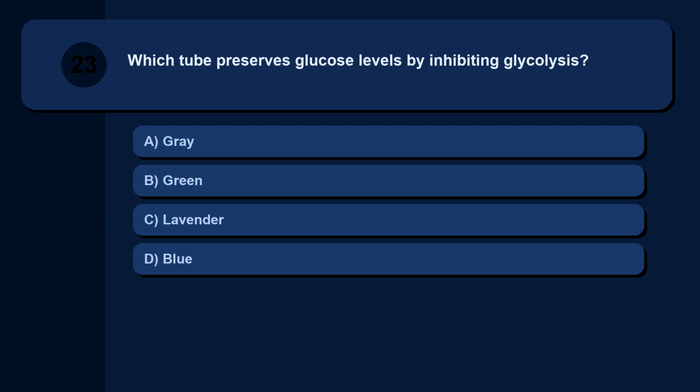Question 23. Which tube preserves glucose levels by inhibiting glycolysis? Gray, green, lavender, blue. Gray top tubes contain sodium fluoride, which prevents glucose breakdown after collection. This ensures accurate glucose testing, especially when transport may be delayed.